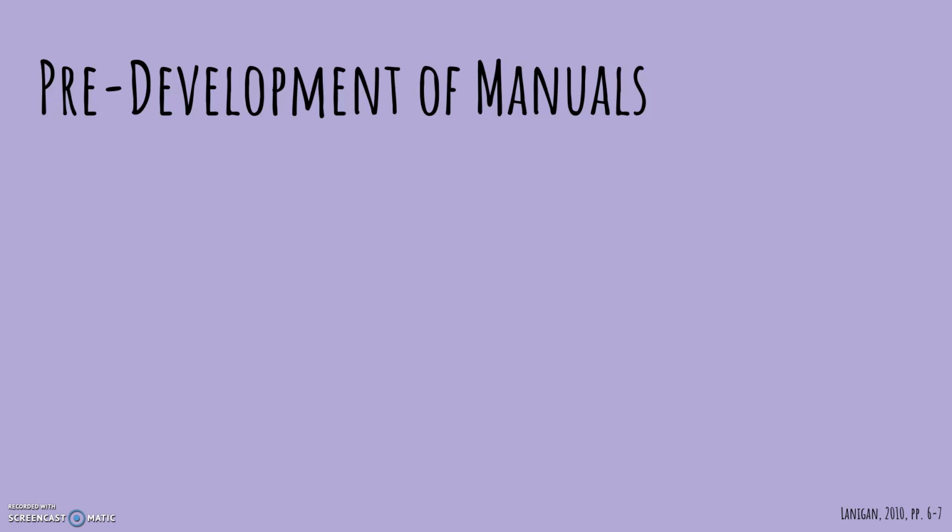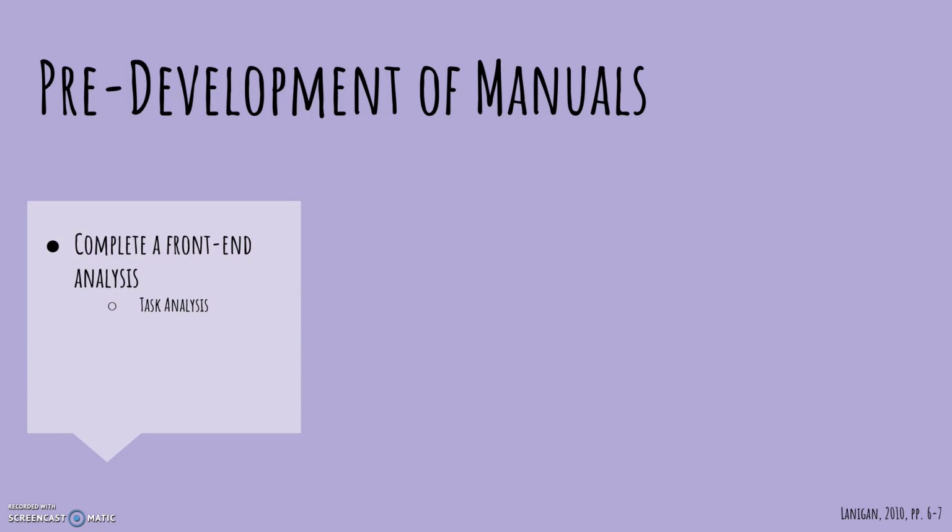Pre-development activities are helpful and will ensure you are building effective manuals. There are 3 main pre-development activities when creating manuals. Step 1 is to complete a front-end analysis. This includes completing a task analysis. Here, you should list terminal objectives and enabling objectives.